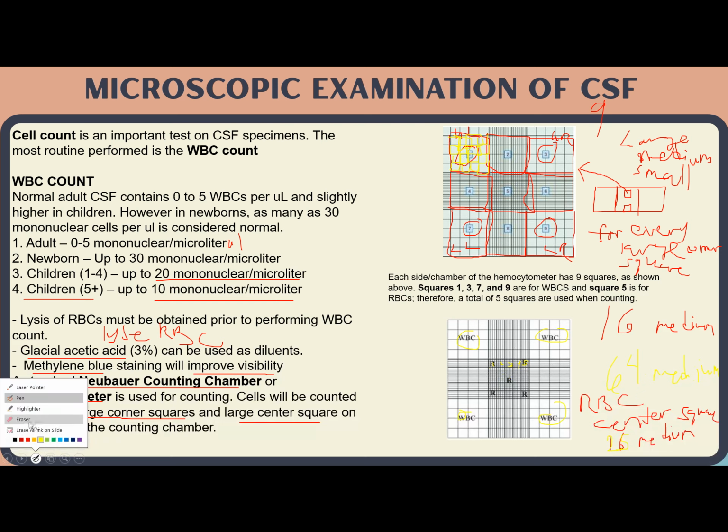The center square, class, has 25 medium squares. Among the 25 medium squares, you will just count the four corner squares and the center square: upper left, upper right, lower left, lower right, and the center. Now, for every medium square in the center square, there would be a total of 16 small squares. If you zoom in, class, you will see 16 small squares there. So if asked how many small squares are counted in your RBC count, it's a total of 5 medium squares: 1, 2, 3, 4, 5. So 16 times 5, there would be 80 small squares.